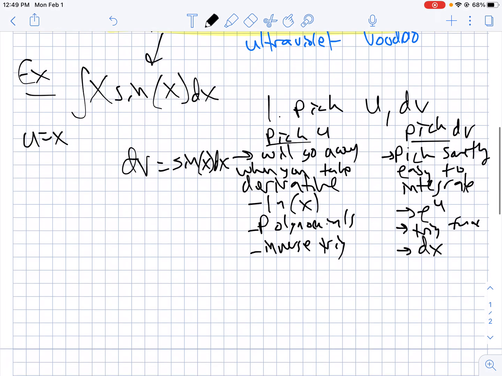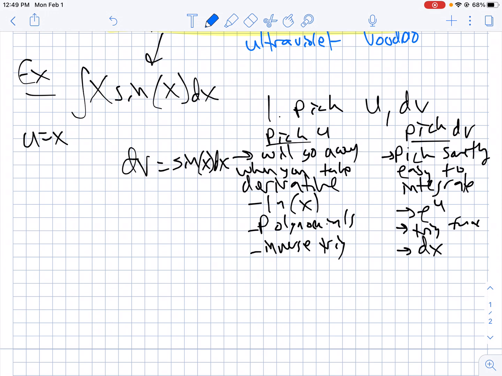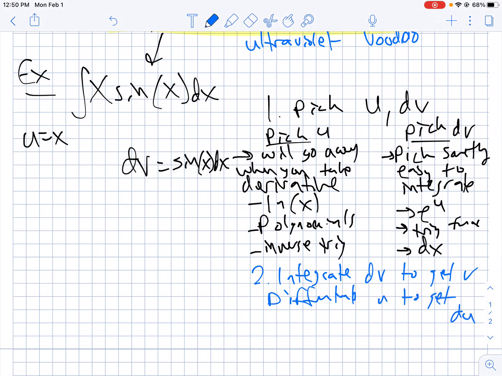Okay, so after you've chosen your u and dv, and we'll talk about different strategies for that today, then what we'll do in the next step is we'll integrate dv to get v, and then we'll differentiate u to get du. So you notice how I wrote the u up top. I'm going to write the original functions up top and the derivatives down below.